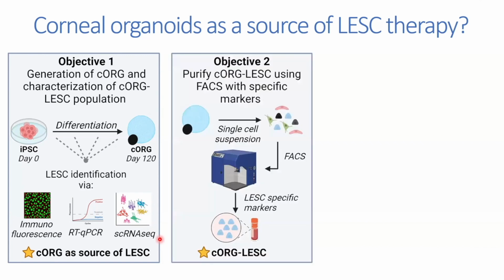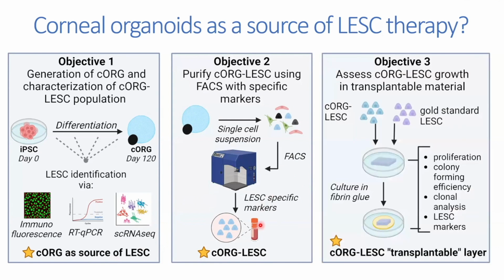Then for the second objective, we aim to purify these cells from the organoid. So we will prepare single cells. We will sort these cells using this machine that basically just selects the cells that express a specific marker, so we can put them in a separate tube. And if we achieve this, we will have purified limbal stem cells that came from this organoid.